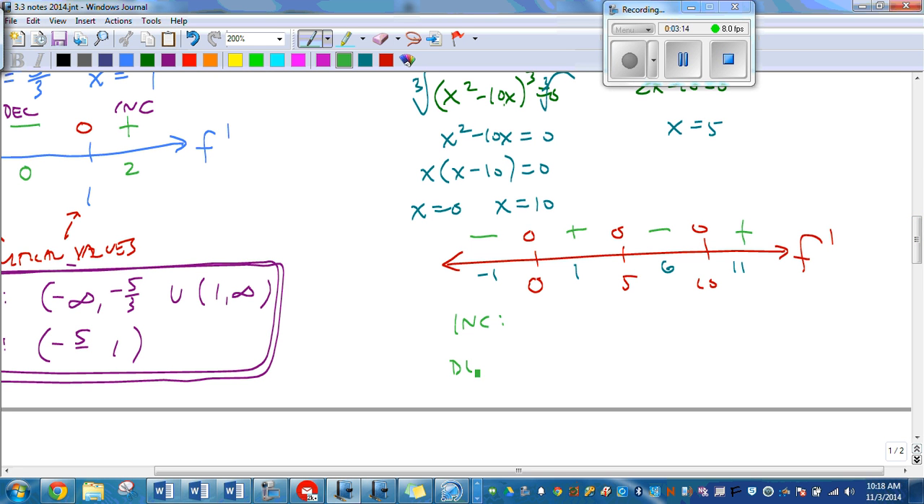So we're trying to find those intervals when it's increasing and decreasing. Well, it's going to be increasing from 0 to 5, and from 10 to infinity. Then it's going to be decreasing from negative infinity to 0, and from 5 to 10.